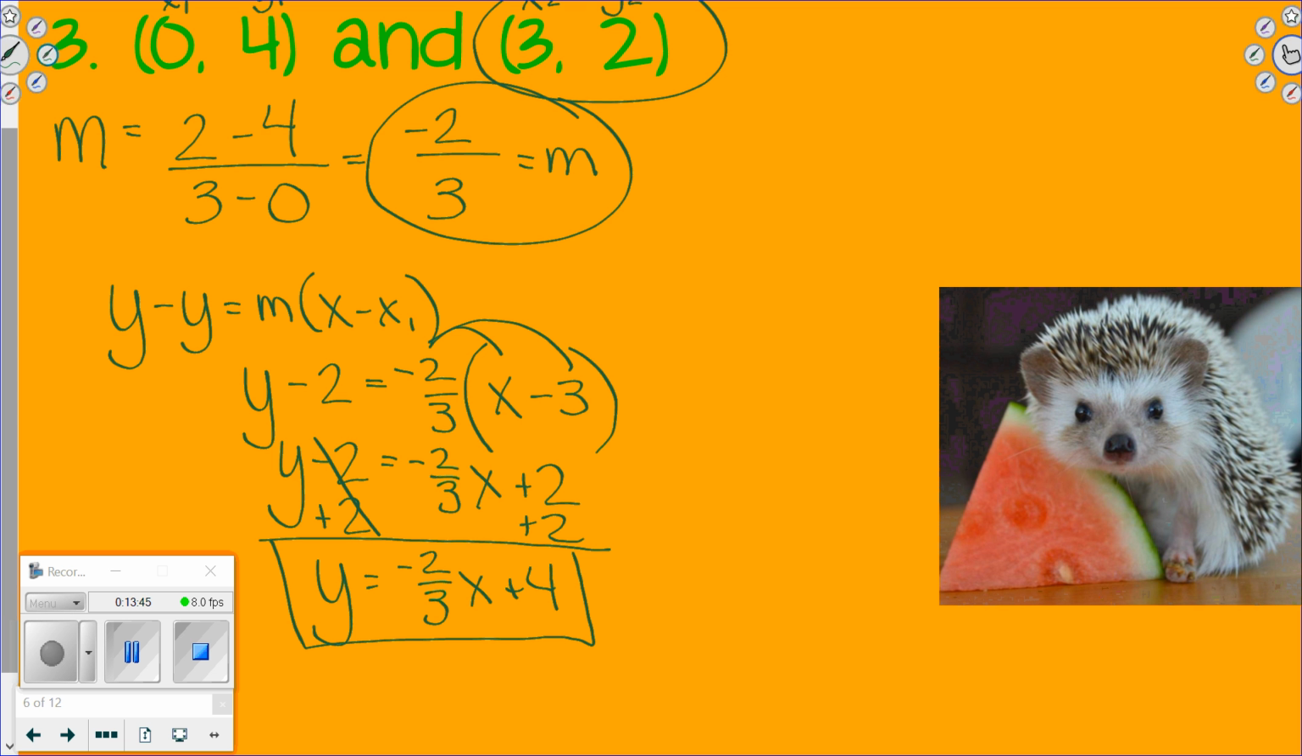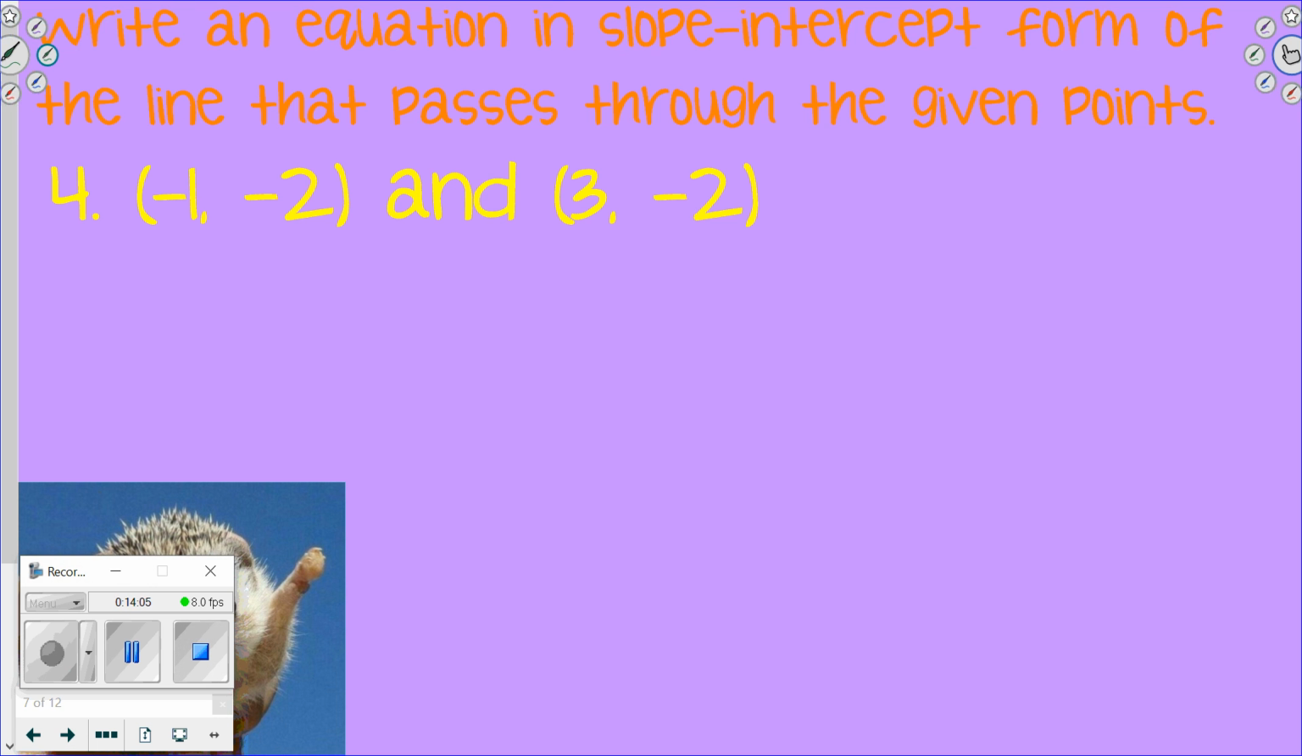Friday, I gave you the slope, and I gave you 1 point. I said, what's the equation? So you literally started here, plugged it in, and did this. Today, the only difference is I gave you 2 points. So you had to find the slope first, pick which one you wanted, and then do the same process. So why don't you guys try the next one on your own.